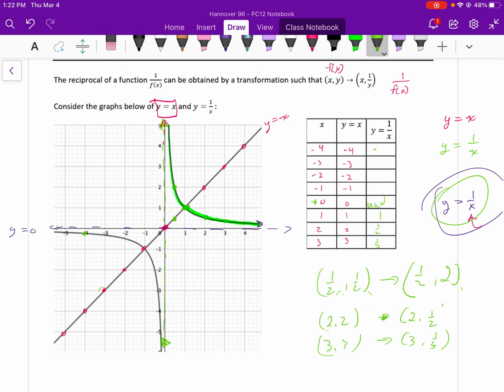So you had point (-3, -3). It goes into (-3, -1/3). You had point (-2, 2). When you transform it, it actually turns into (2, -1/2). (-1, -1) stays where it is, etc., etc. And you end up with this very nice shape. And in fact, there it is.